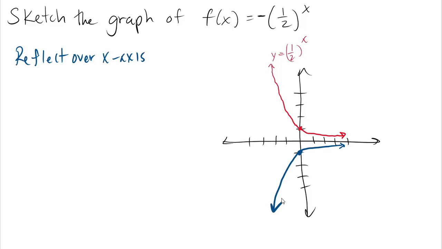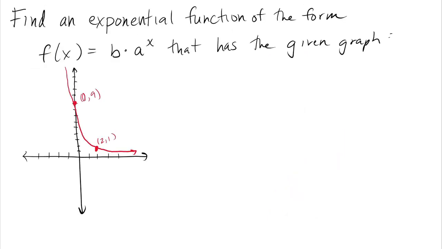Now that we have a feel for what the graphs of these look like, let's do some algebra. Here we're given a graph, and we're asked to find the function that will fit it. Find an exponential function of the form f of x equals b times a to the x that has the given graph. We need to figure out what that vertical stretch is, and you might be able to guess that. And then we have to figure out what the base of the exponential function is.